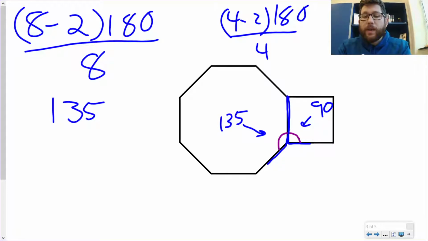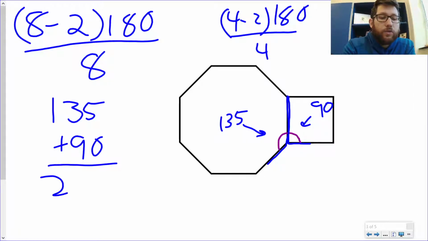So if I want the combined arc, if I think about it as two separate polygons, what I'm going to do is take the 135 and add that with 90, and I get 225 as a final answer.